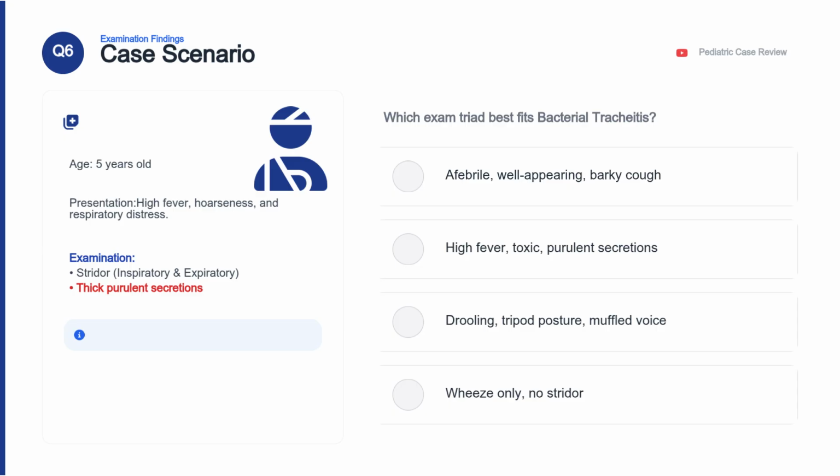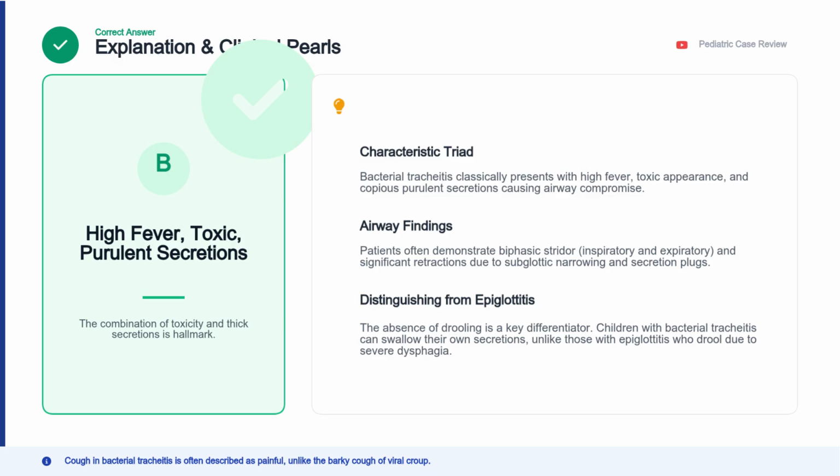Which examination triad best characterizes bacterial tracheitis? Option A, afebrile, well-appearing, barky cough. Option B, high fever, toxic appearance, purulent secretions. Option C, drooling, tripod posture, muffled voice. Option D, wheezing only without stridor. The correct answer is B, high fever, toxic appearance, and purulent secretions.